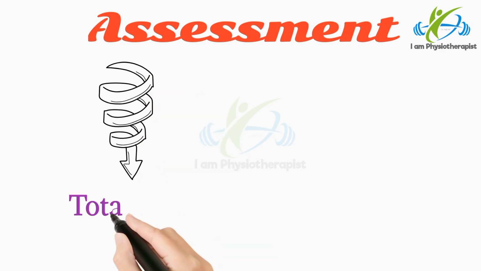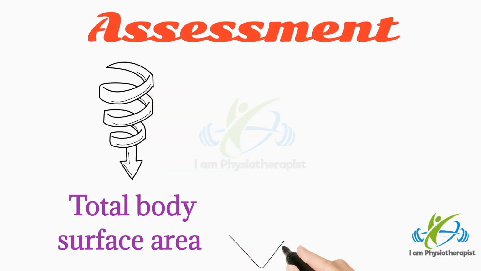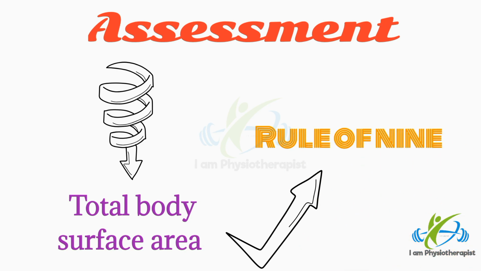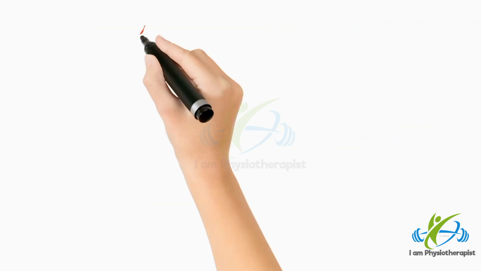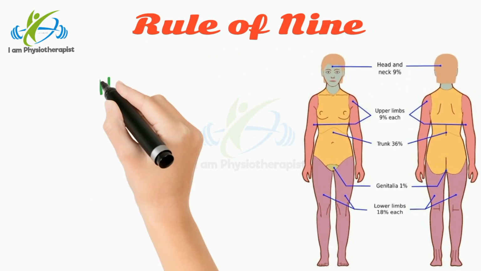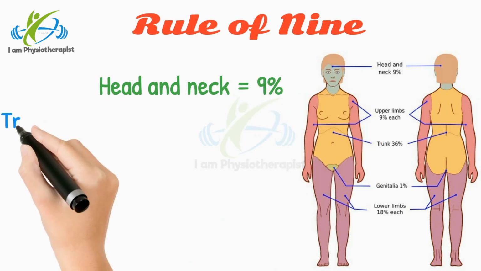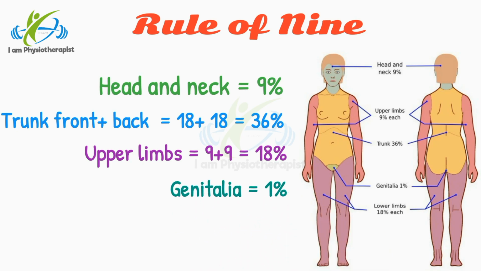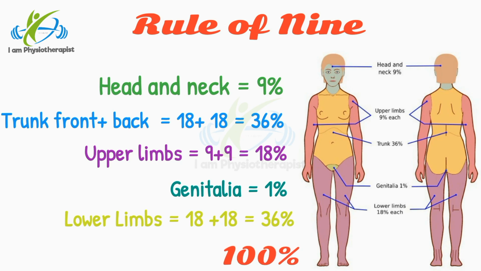Assessment of total body surface area involved. The rule of 9 is used to assess the total body surface area. Head and neck 9%, trunk front plus back 36%, upper limbs 18%, genitalia 1%, and lower limbs 36%.